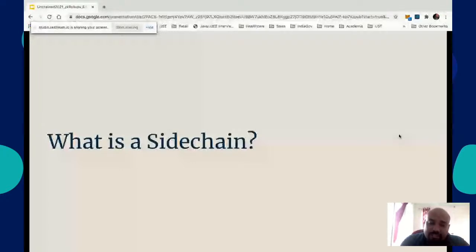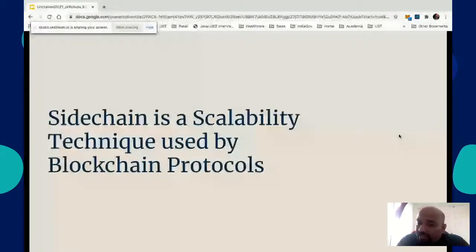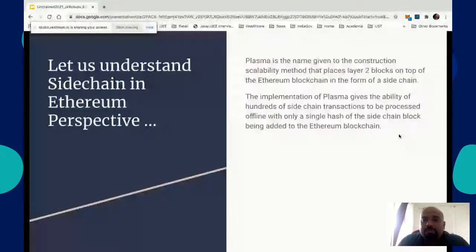Sidechain is a scalability technique used by various blockchain protocols. Plasma is the name given to the construction of scalability method that places layer 2 blocks on top of the Ethereum blockchain in the form of sidechains. Plasma has been one of the most popular sidechain techniques in Ethereum.